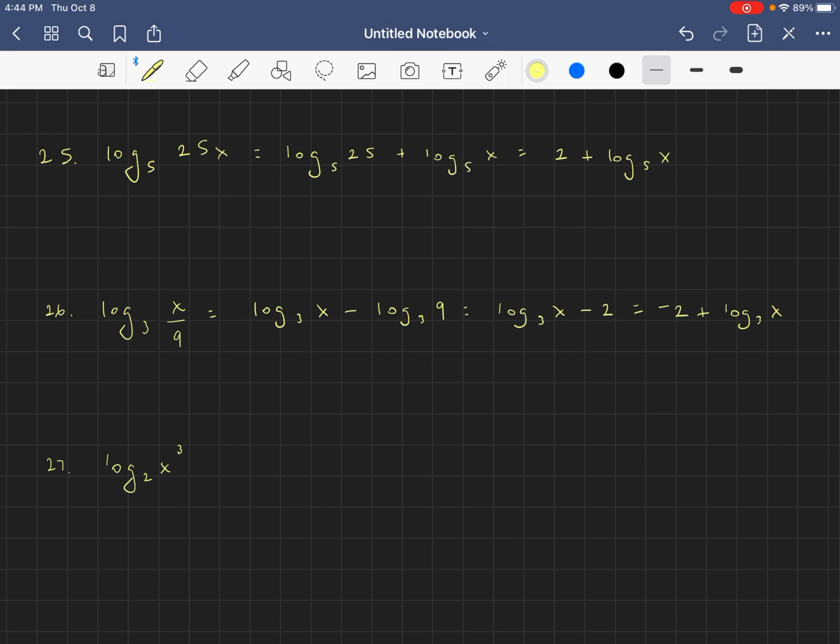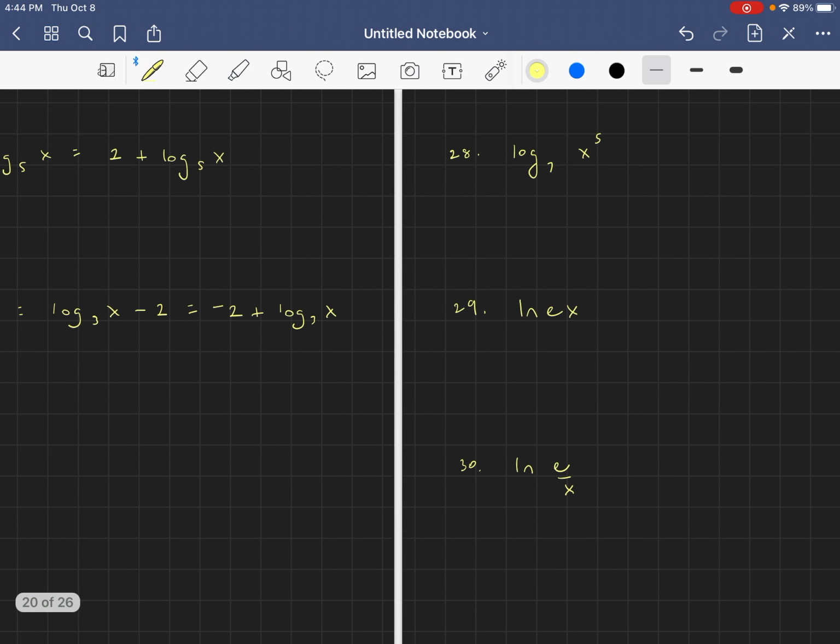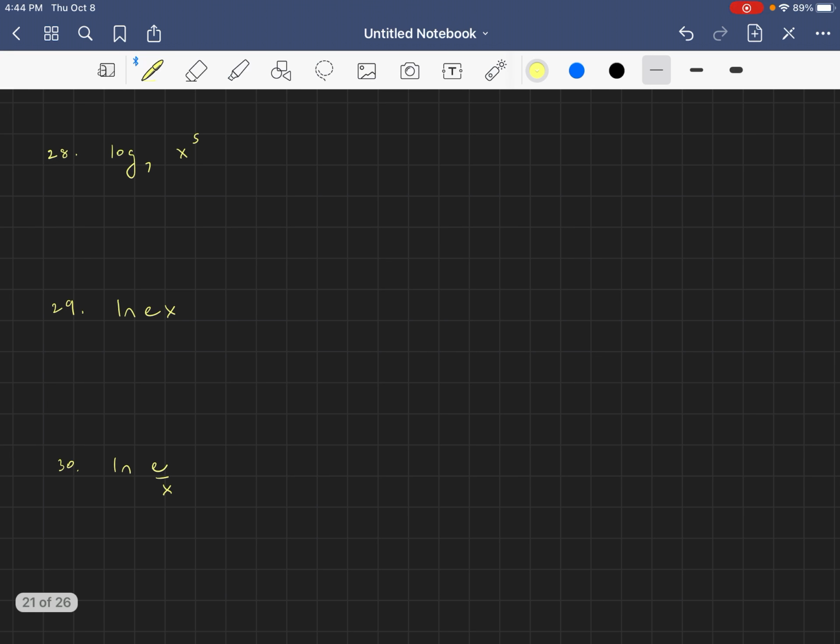This third one here, I'm going to take that power and bring it out front. It's the most important property in logs, in my opinion. I'm going to do the same thing with this one.